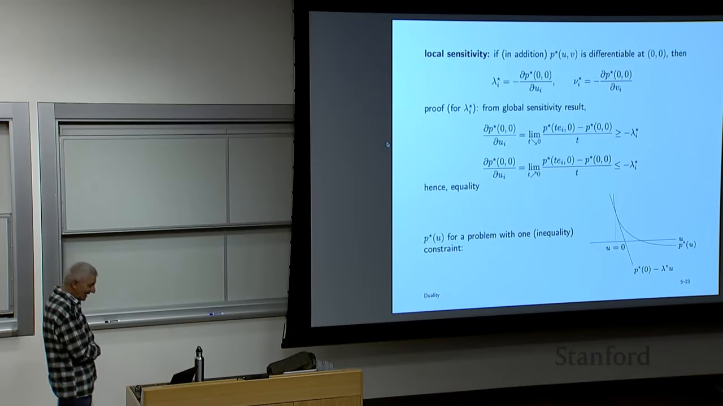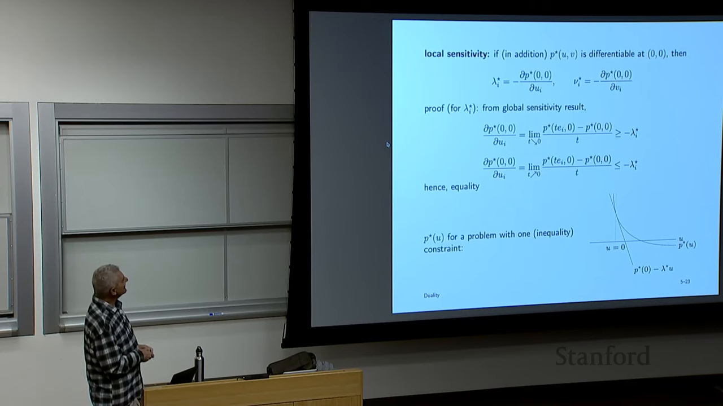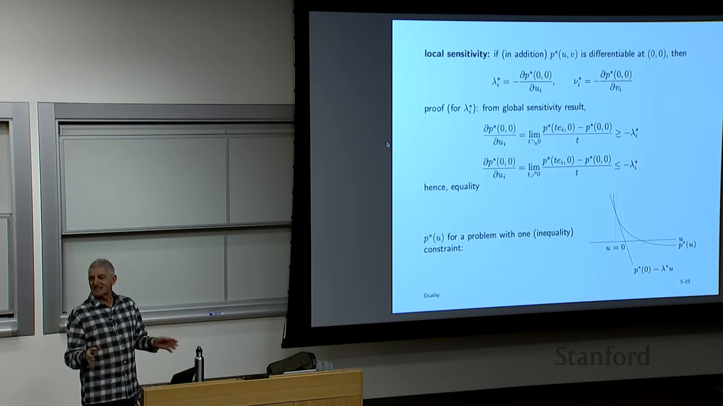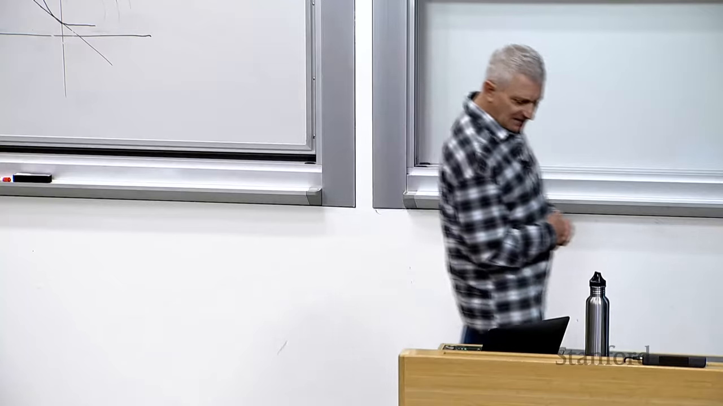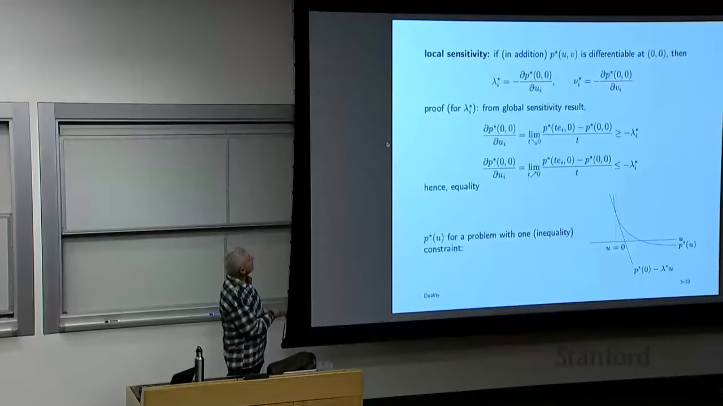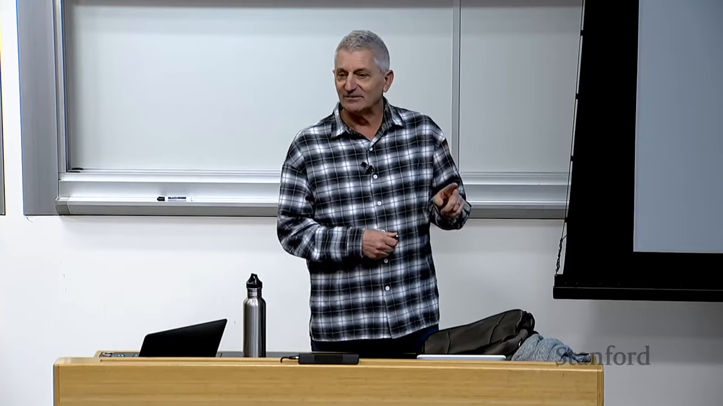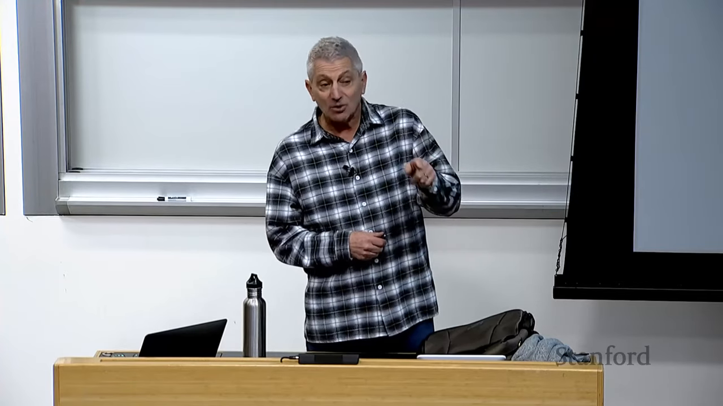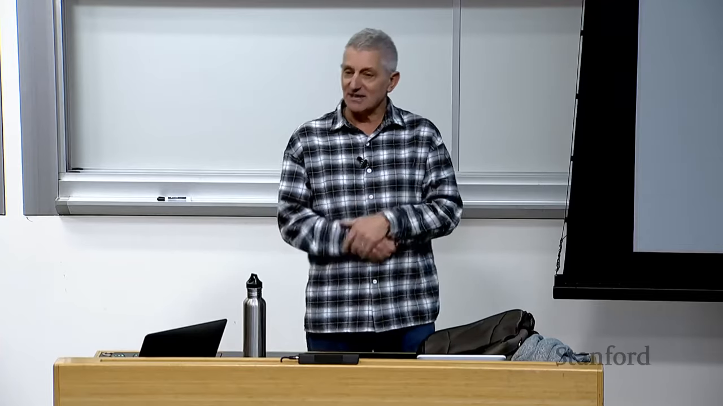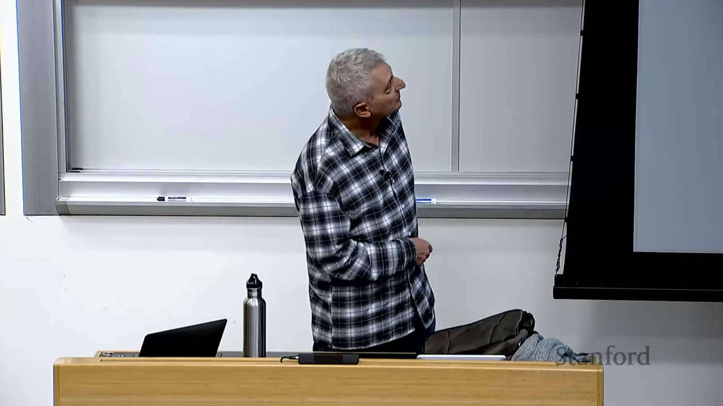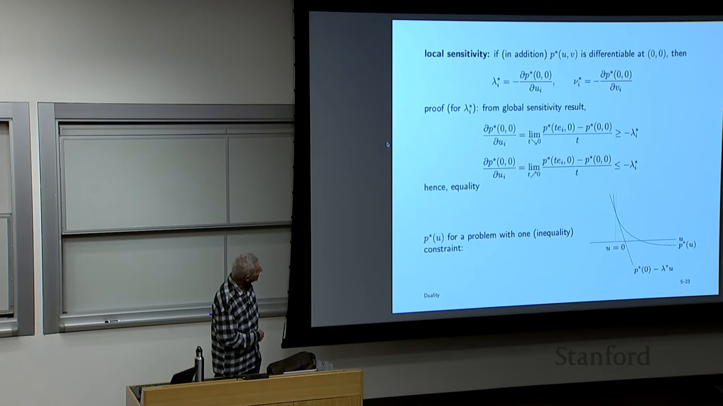Now we get to the local sensitivity. I actually jumped ahead, but that's fine. So assuming P star is differentiable, which by the way, it often is not. But assuming it were, you get the things most people think about: the optimal Lagrange multipliers are very cool partial derivatives. For example, lambda i star is the partial derivative of the optimal cost with respect to tightening that constraint, with a minus sign in front of it. Because if you tighten the constraint, cost is going to go up, and then you put a minus sign. So that's the picture.